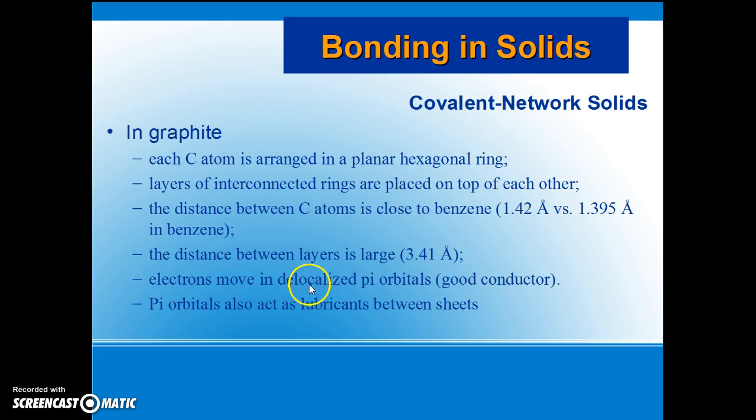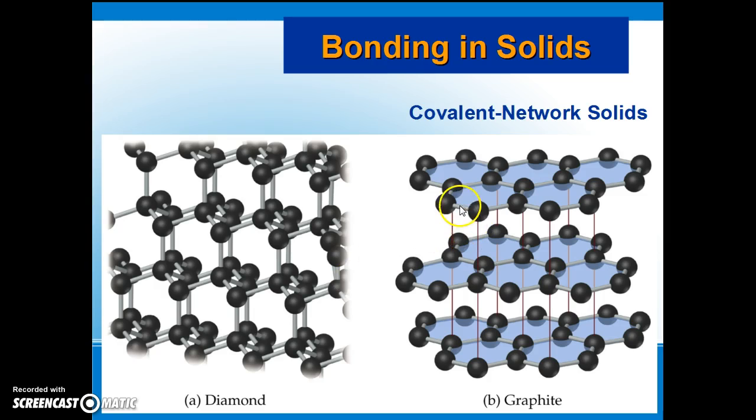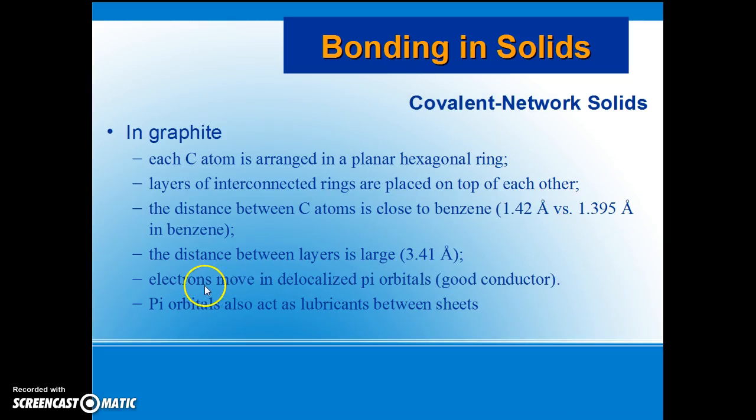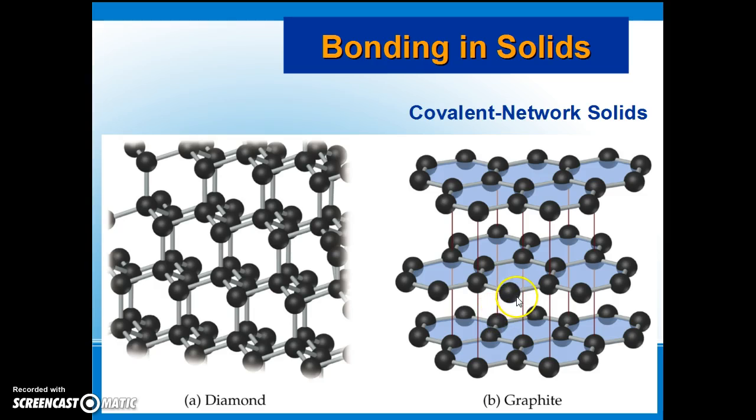The electrons are moving in delocalized pi orbitals. In other words, we're looking at pi bonding between the sheets here. These are overlapping p orbitals. And since they're delocalized, graphite is a good conductor of electricity. And we'll see later on we'll actually use that in a lab. The pi orbitals also, since it's a weak bond, act as a kind of lubricant between the sheets. And so graphite is frequently used to lubricate in cases where oil is not a good option.